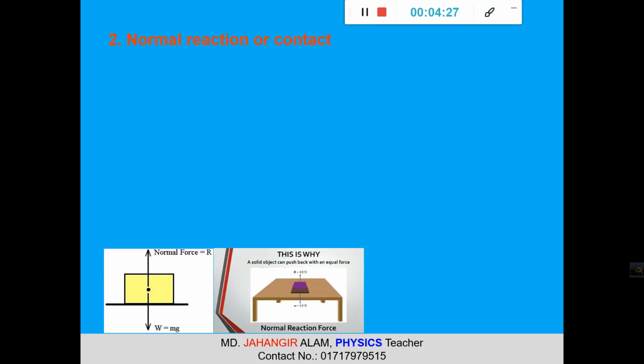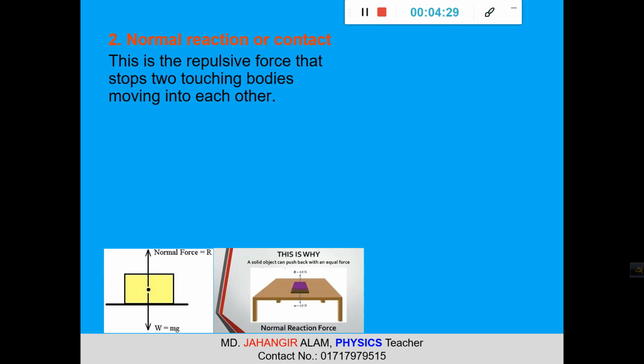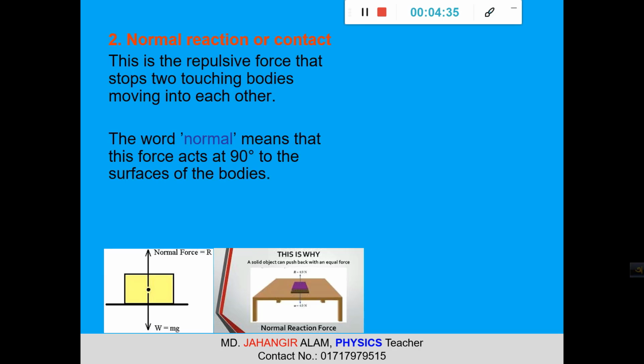Now normal reaction force. What is normal reaction force? This is a repulsive force that stops two touching bodies moving into each other. The word normal means this force acts at 90 degrees to the surface of the bodies. When an object is placed on a surface, the surface gives an upward force to the solid object which is exactly equal to the weight of the object, but it acts upward, opposite to the direction of the weight force. It is caused by the repulsive molecular forces.